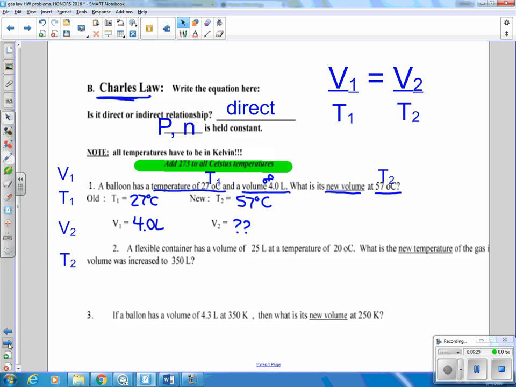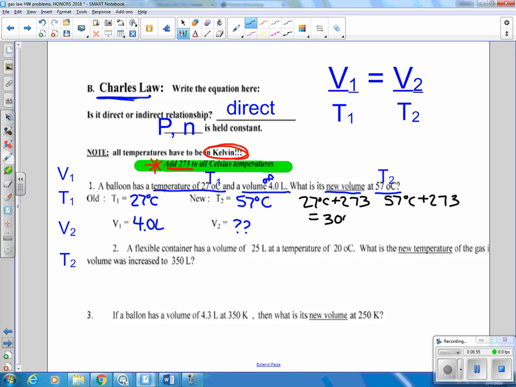But what's going to happen is you've got to actually have your temperature in Kelvin. Okay, so let's go ahead and do that first. We're going to take 27 degrees and add 273. We're going to add 57 degrees and add 273. And so now our new numbers, this equals 300, this equals 330. So we have to use these numbers instead of the 27 and the 57.